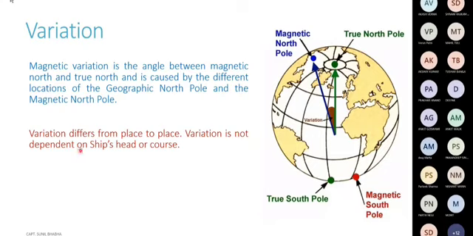Variation is not dependent on ship's head or the course. As you can see, the ship's head or the course which the vessel is steering has got no role to play in the variation. It is entirely dependent upon the position of the magnetic poles and the geographic poles.